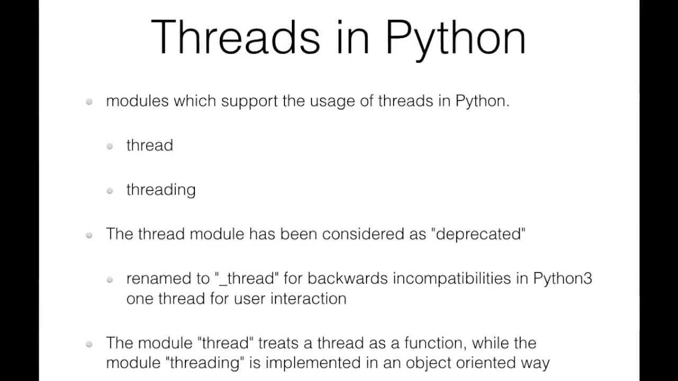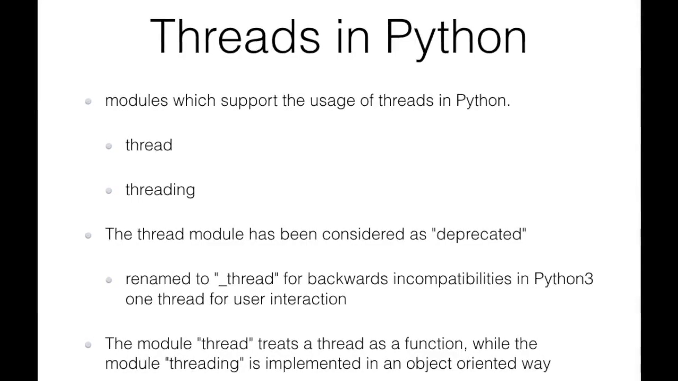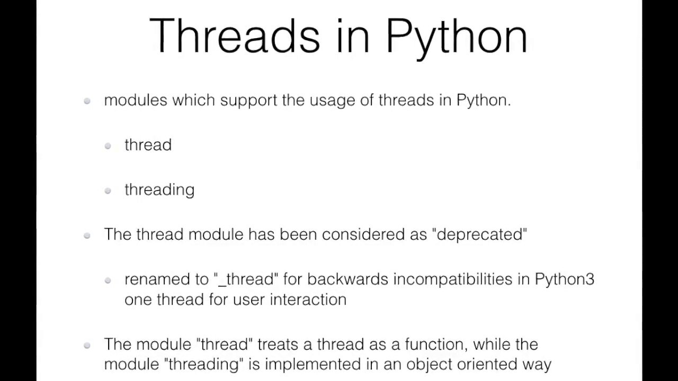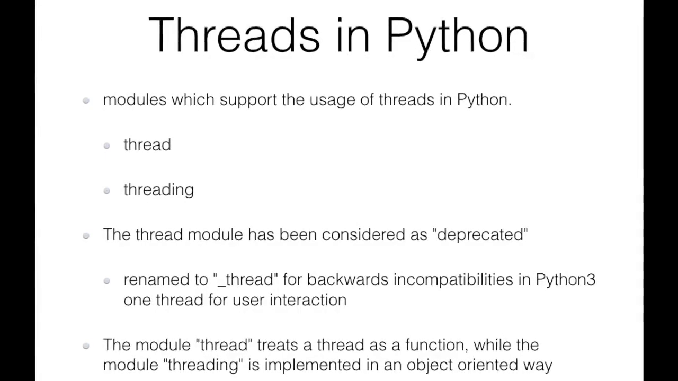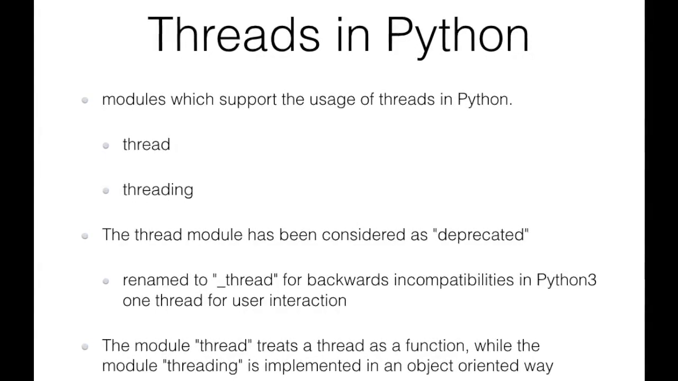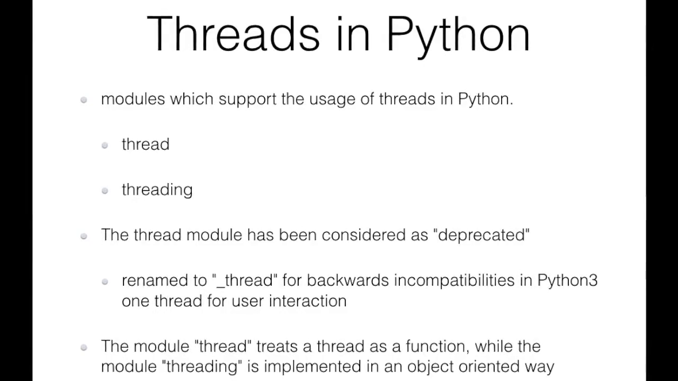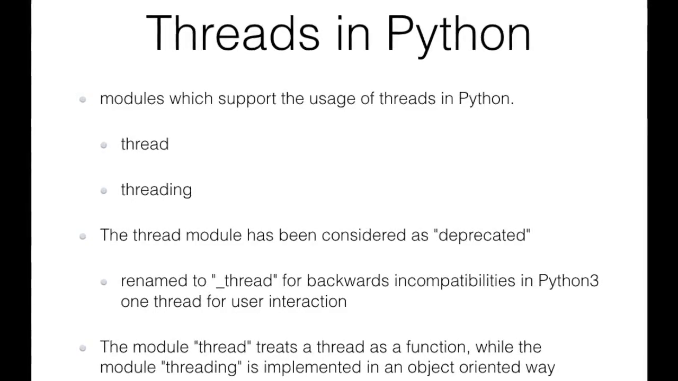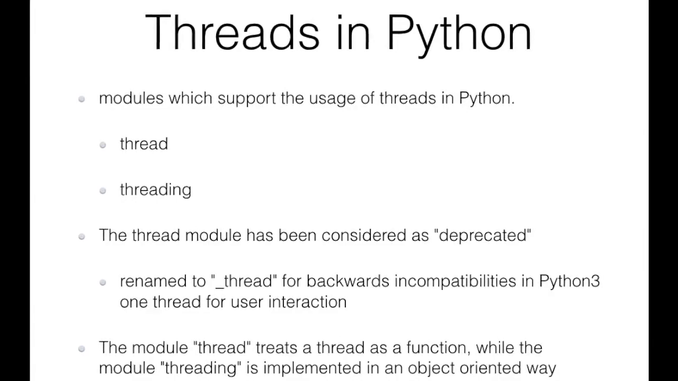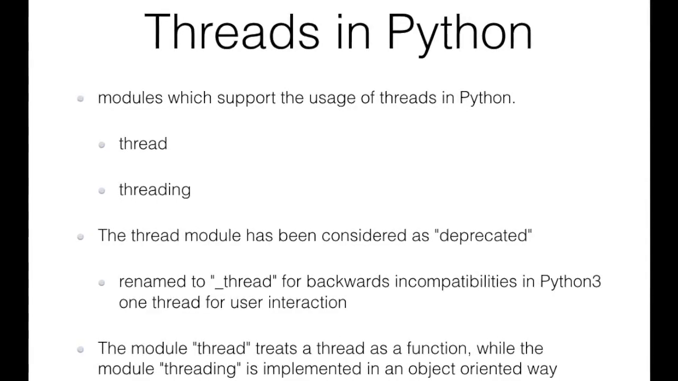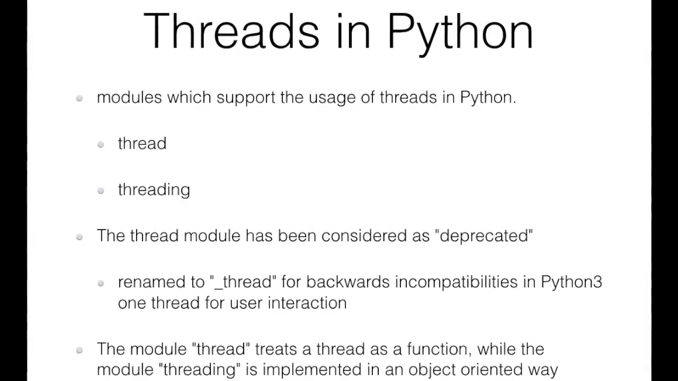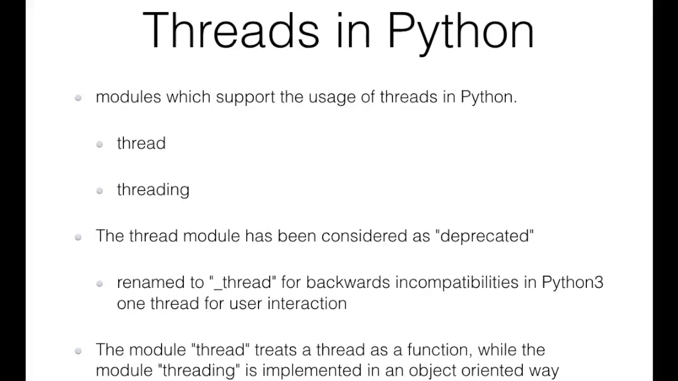The difference between the thread module and the threading module is that the thread module treats the thread as a function, while the threading module is implemented in an object-oriented way. In the next videos, I will show you how to use these two modules in Python to create threads and handle threads in Python.